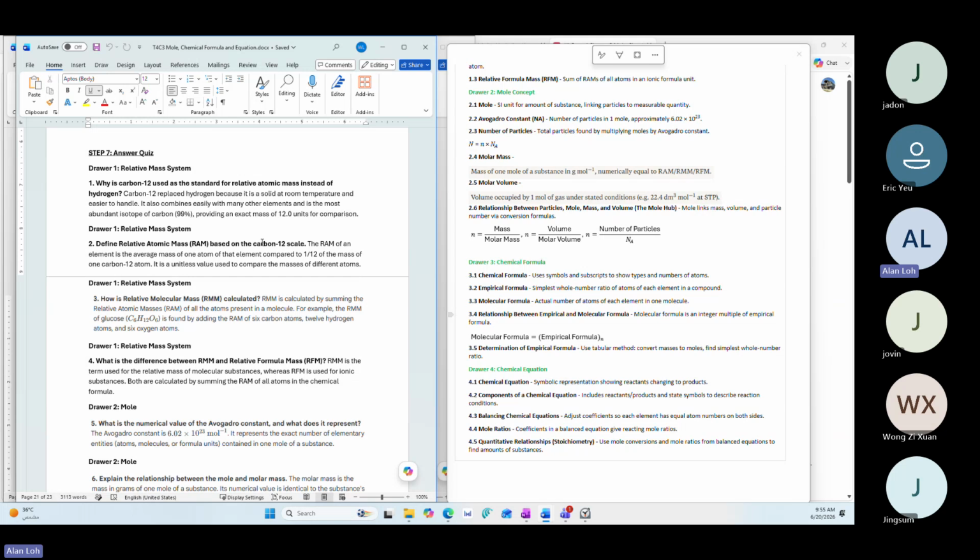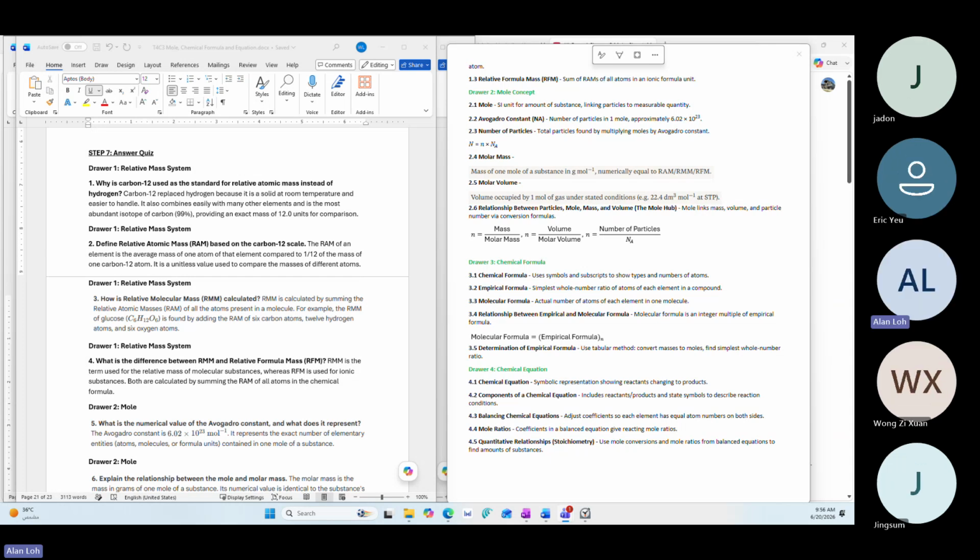So we are training two skills over here: the speed of you retrieving your information, and also how fast you are able to identify new information. So let's start.